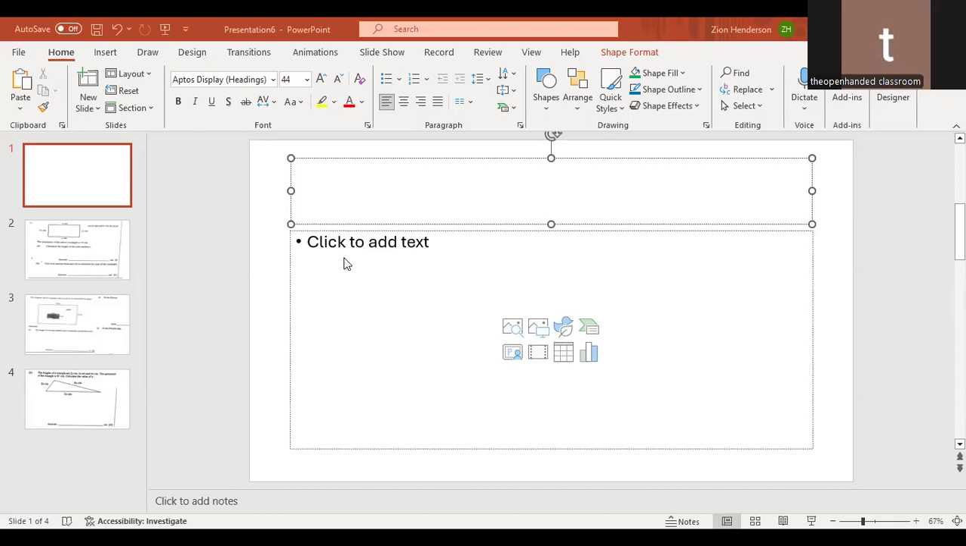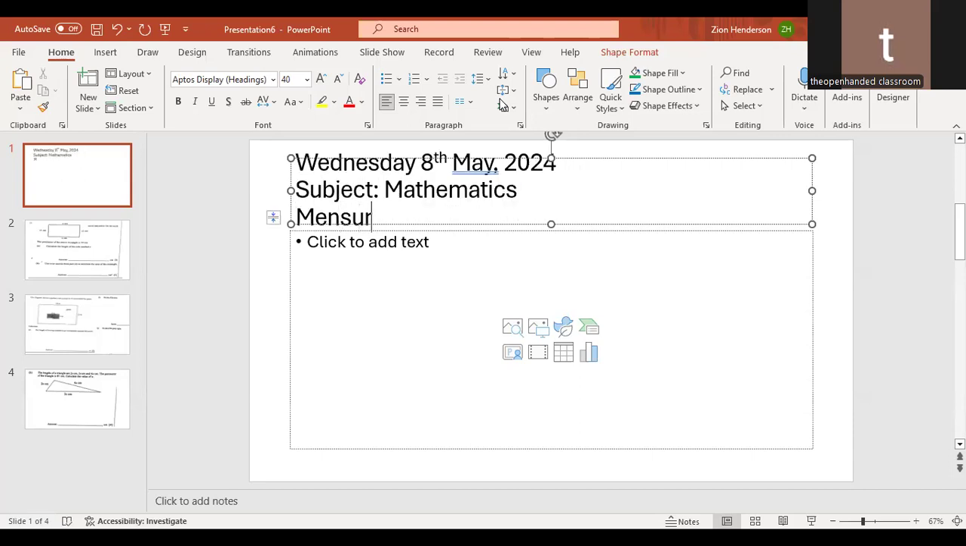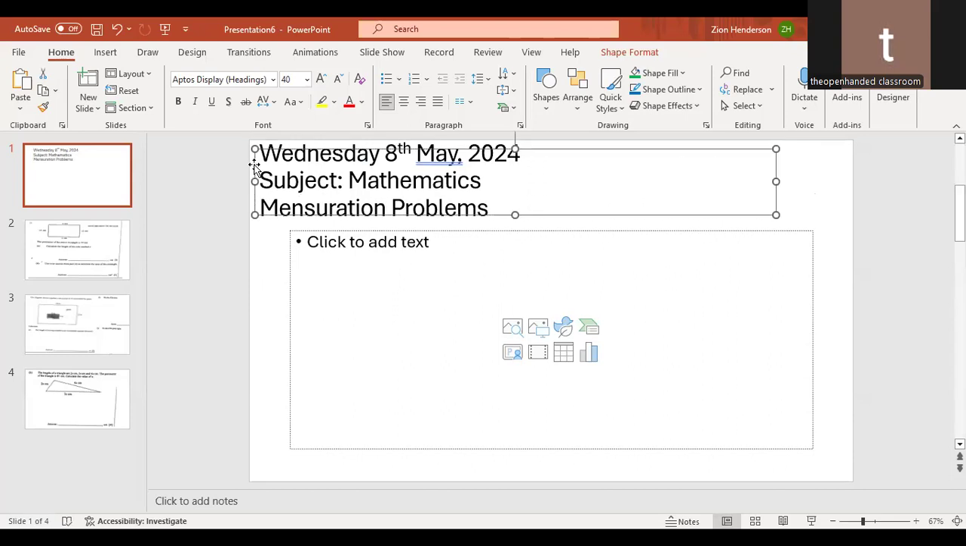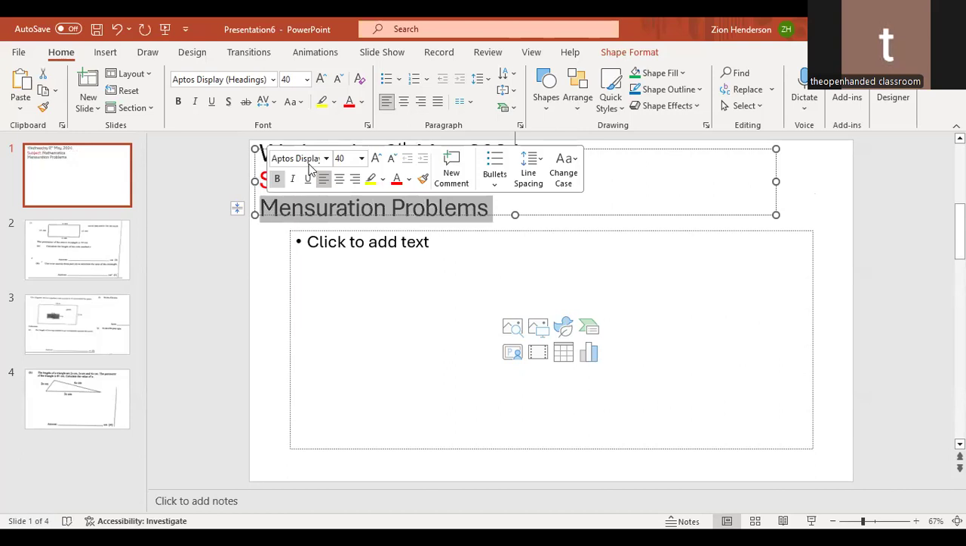So let's begin. Today is Wednesday, the 8th of May, 2024. The subject is, of course, mathematics. And we continue on the mensuration problems. We're going to begin by doing a bit of a review of what we covered all week up until today.